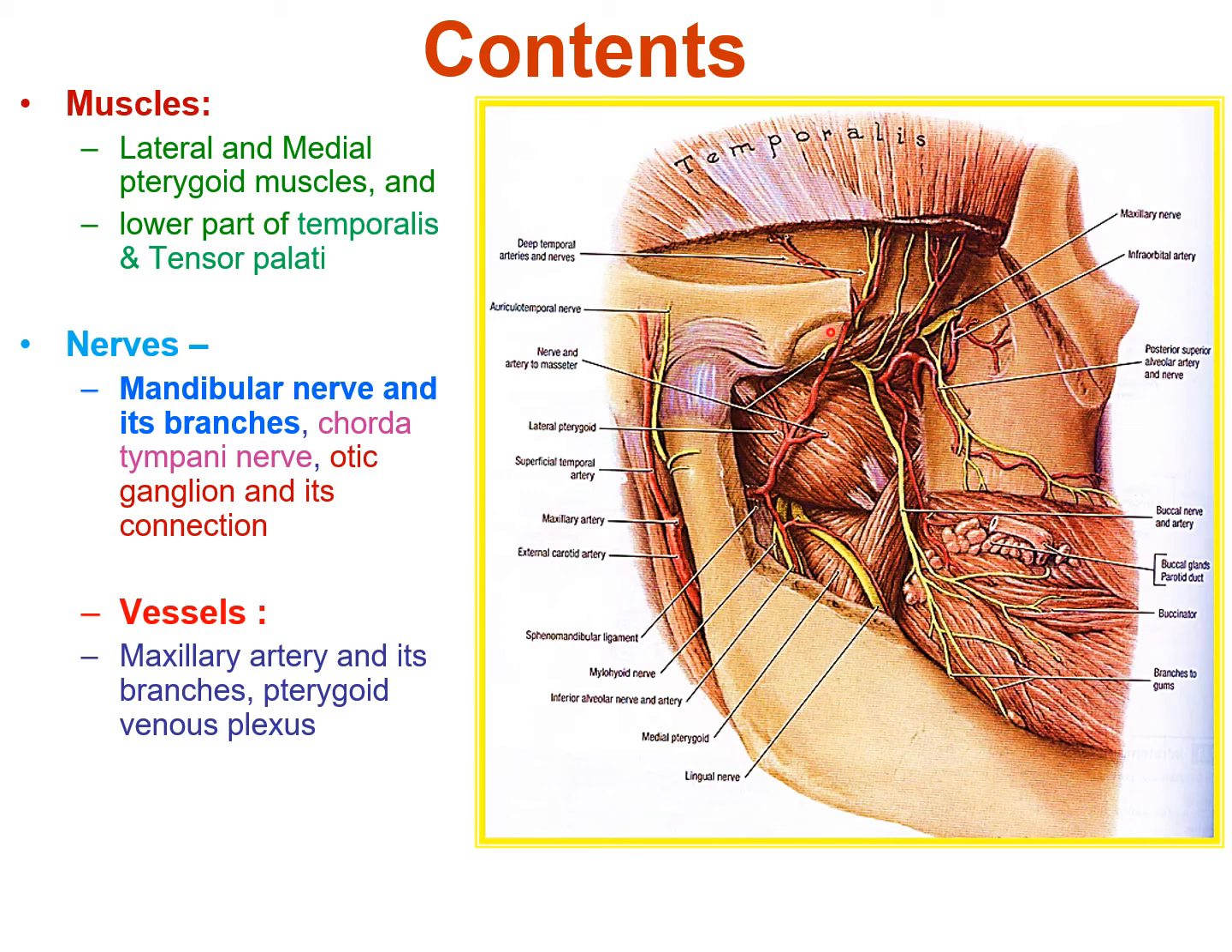Nerves in this region are the mandibular nerve and its branches. Also, we'll be discussing about the chorda tympani, the otic ganglion with its connection. The vessel in this region is mainly the maxillary artery and its branches. Also, a word about the pterygoid venous plexus will be dealt in the subsequent slides.